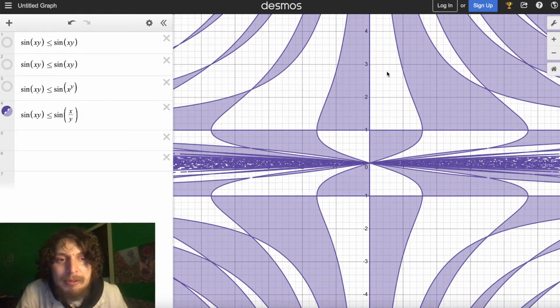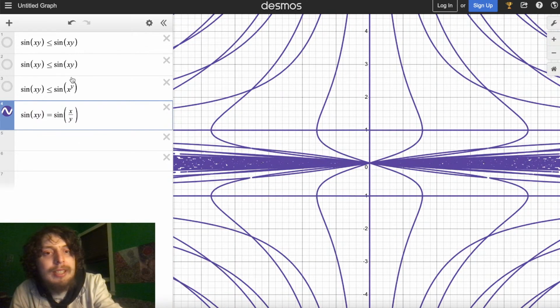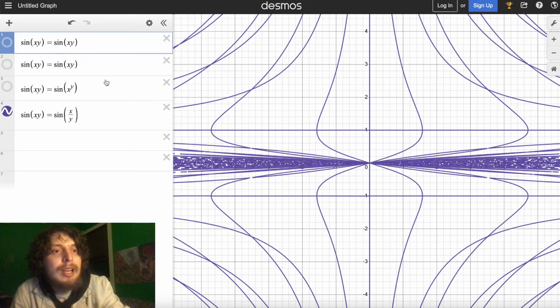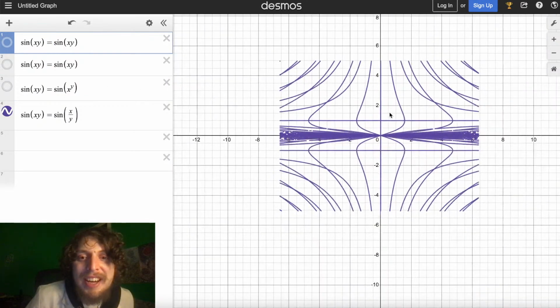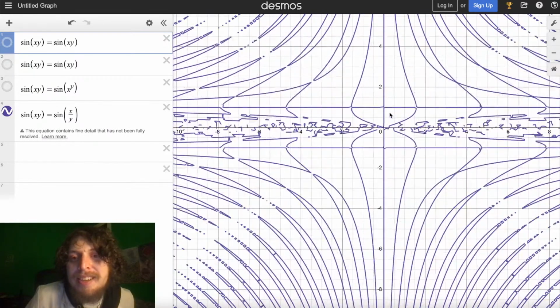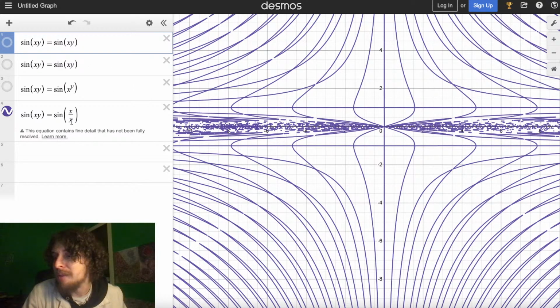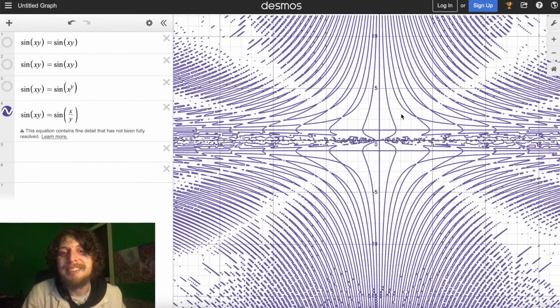Sine of x times y is less than or equal to, and let's even just turn them into equals now, because I just want to see some of these simple line type ones. Sine of xy equals sine of x over y. So it's just crazy that these are all the points on the graph that this holds true for. The sine of the two coordinates multiplied together equals the sine of the x coordinate divided by the y coordinate. These are the points on the graph where that's true. Crazy.